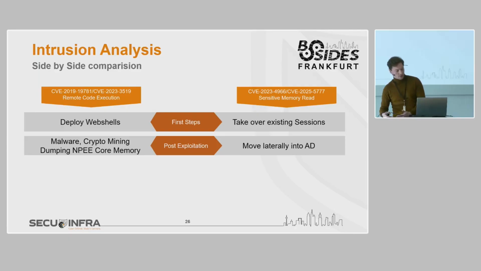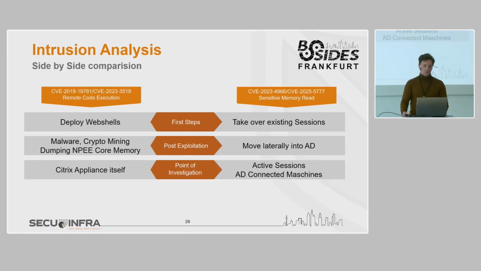What are our next goals? On the left side, for RCE, as we are on the appliance itself, we try to deploy some kind of other malware, even some crypto mining, which we saw. Or we try to dump the NSPPE core memory, which also contains those session tokens, to then laterally move inside the Active Directory. On the right side, we're already in the AD, we try to move to the DC. That's our goal, we want to deploy ransomware, something like that, if we're a ransomware group.